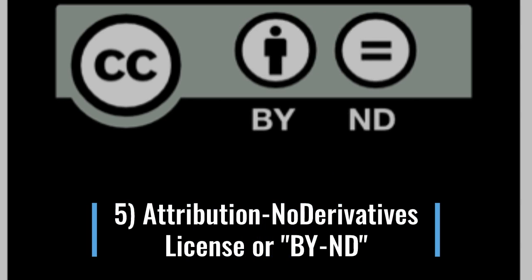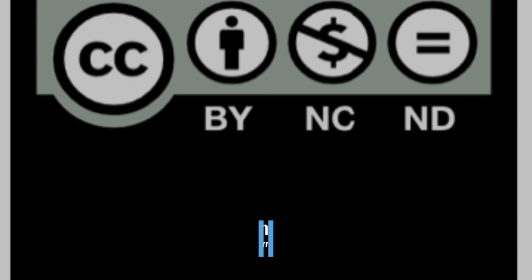License 5. Attribution No Derivatives or BY-ND provides some flexibility in use while restricting adaptations. In other words, under this license, reusers cannot make any changes or adaptations to the work, but they can use it for whatever purpose they see fit, even a commercial one. As is the case with all of the licenses, attribution must be present.